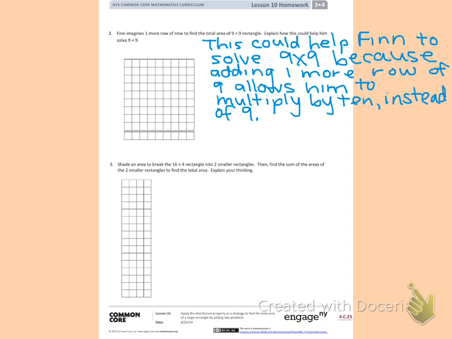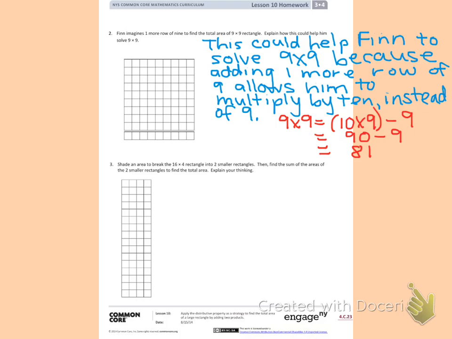So what it would look like would be 9 times 9, that's the original rectangle, is the same as 10 times 9, if he imagines an extra row, minus the extra 9 from the extra row, which is the same as 10 times 9 is 90, minus 9 from the extra row. So 90 minus 9 is 81. The area of 9 times 9 is 81.